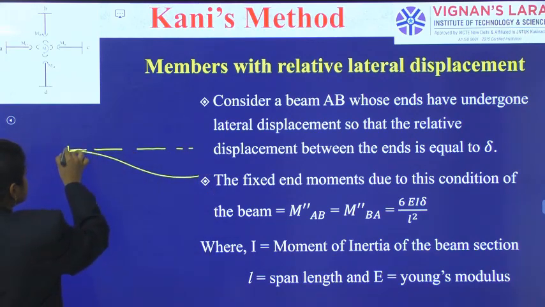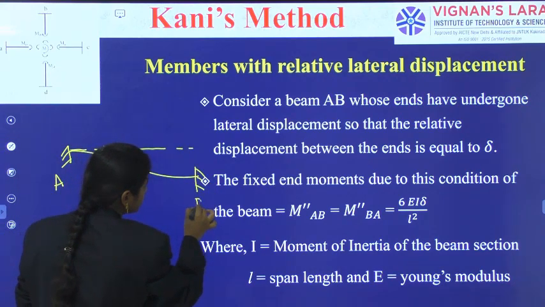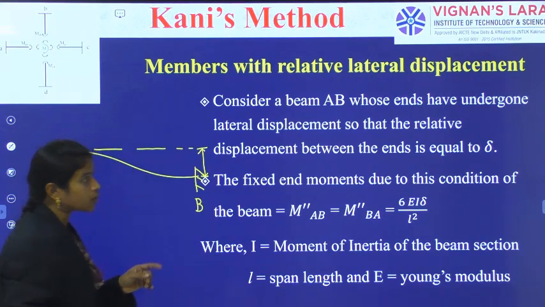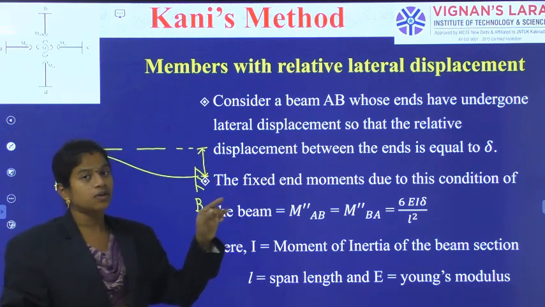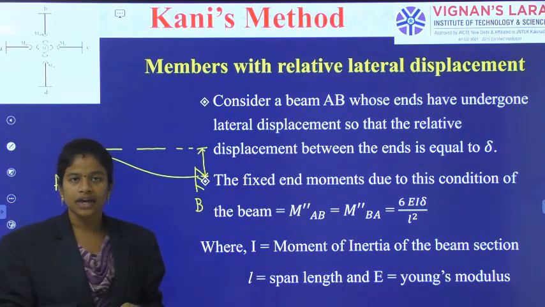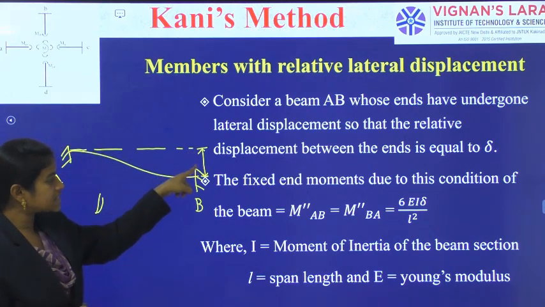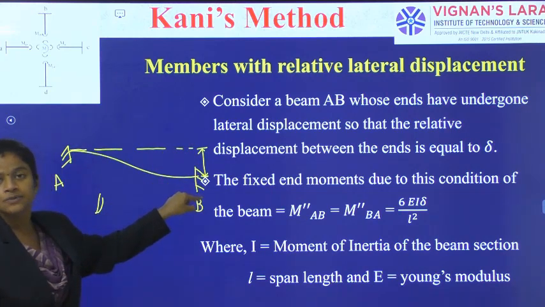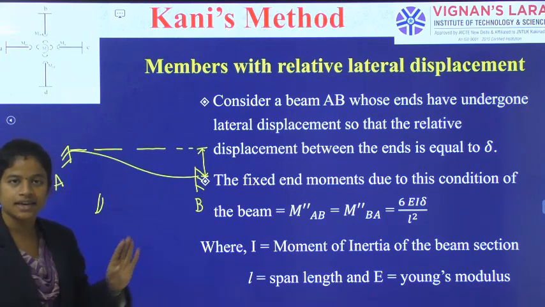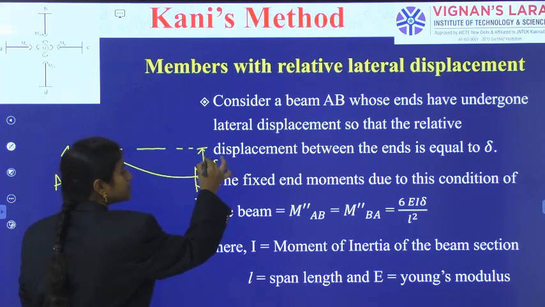Now, between these ends, A is at this level and B is at this level. With respect to one support, what is the level of another support? Okay, relative displacement, only compared to one, what is the level of the second support? Not with any other benchmark. Compared to one support, what is the displacement of the next support? That is relative displacement. Here one comparison is there. Compared to support A, support B is at delta displacement down.